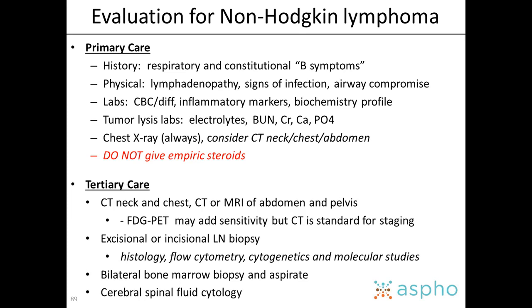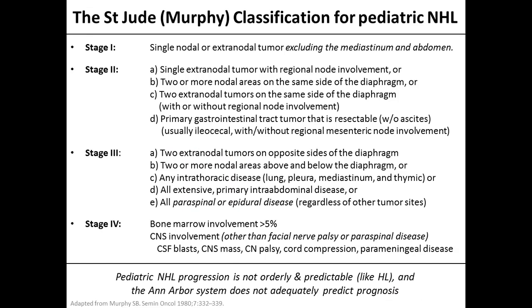And in the tertiary care setting, that's where we could do the CT of the chest and neck, or a CT or MRI of the abdomen and pelvis. We often do a PET CT because that may add some sensitivity, but in general, the CT scan is used for staging. We try to do an excisional or incisional lymph node biopsy. We want to look at histology, flow cytometry, cytogenetics, and molecular studies. We continue to do bilateral bone marrow biopsies and aspirates for non-Hodgkin lymphoma, and we continue to look at cerebrospinal fluid cytology. This is the St. Jude or the Murphy classification of pediatric NHL.